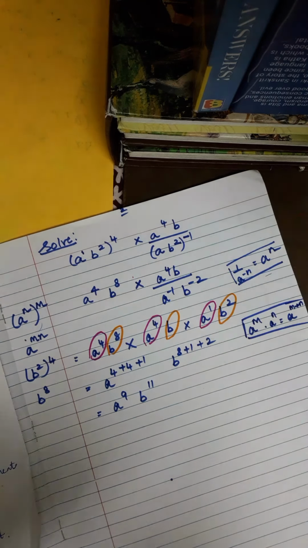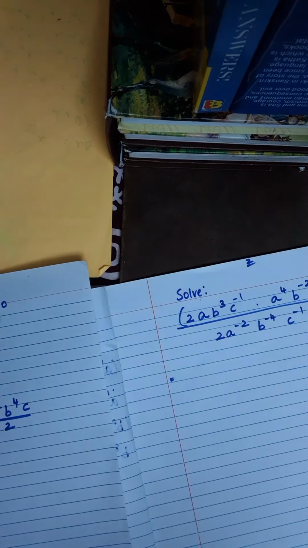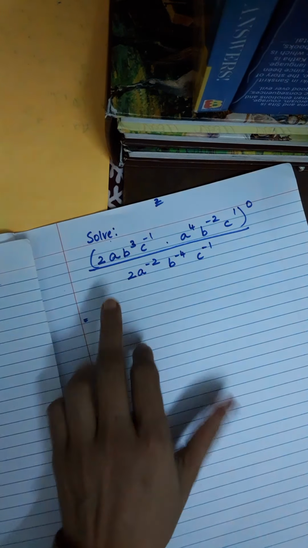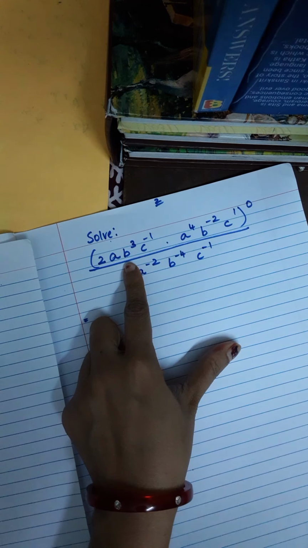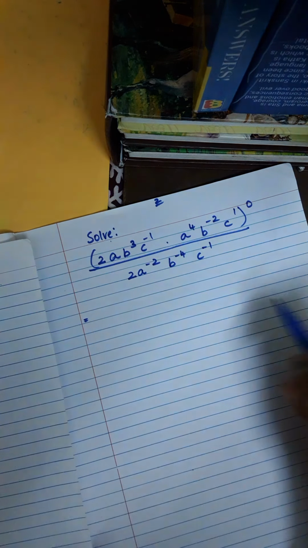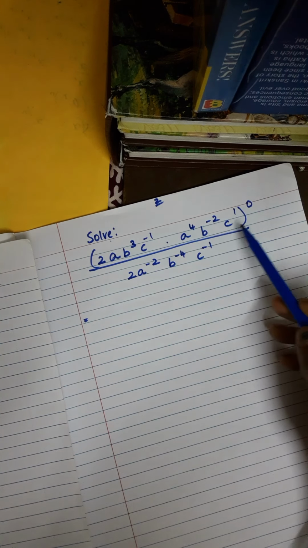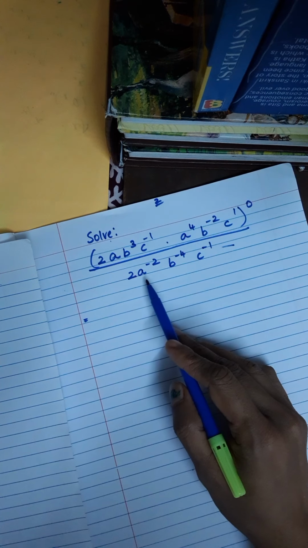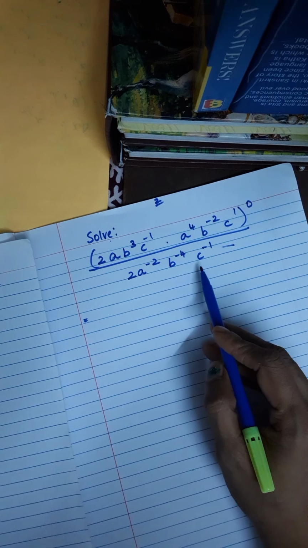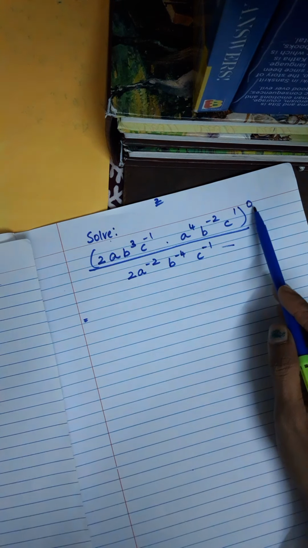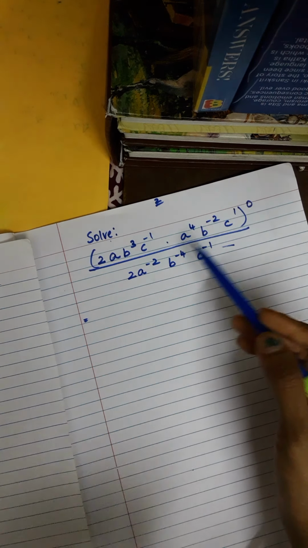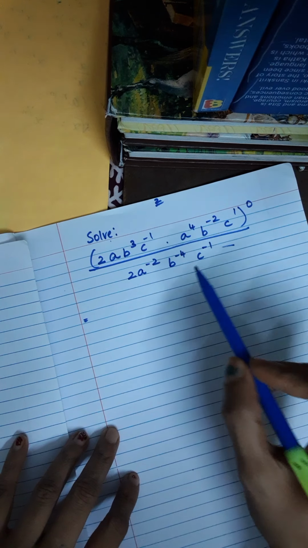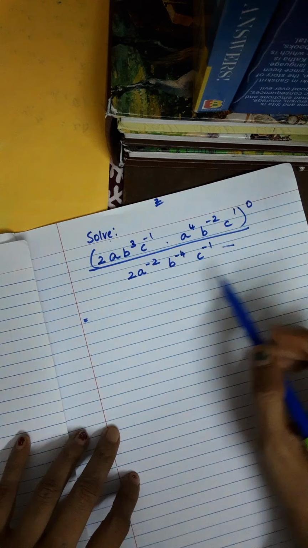So that's it. I have taken another sum here. 2 a to the power 1 b to the power 3 c to the power minus 1, multiplied by a to the power 4 b to the power minus 2 and c to the power 1, the whole thing to the power 0, divided by 2 into a to the power minus 2 b to the power minus 4 c to the power minus 1. Anything to the power 0 will be 1. It can be a small expression or a big one, with any mode of operation. Anything raised to the power 0, the answer will be 1.